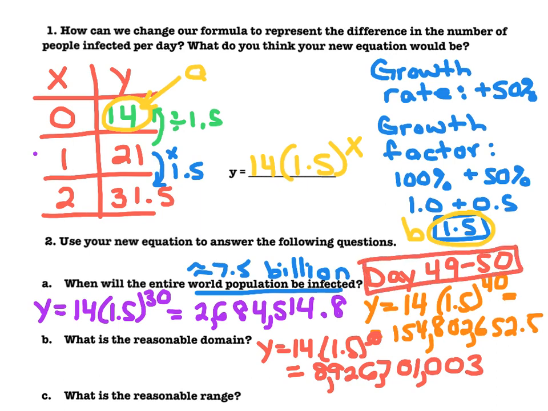So now let's talk about what would be a reasonable domain for this question. We'll recall that our domains are our x values, and our x values are being represented by the number of days. So if our entire population is being infected between days 49 and day 50, then it would be 0 is less than x is less than 50.